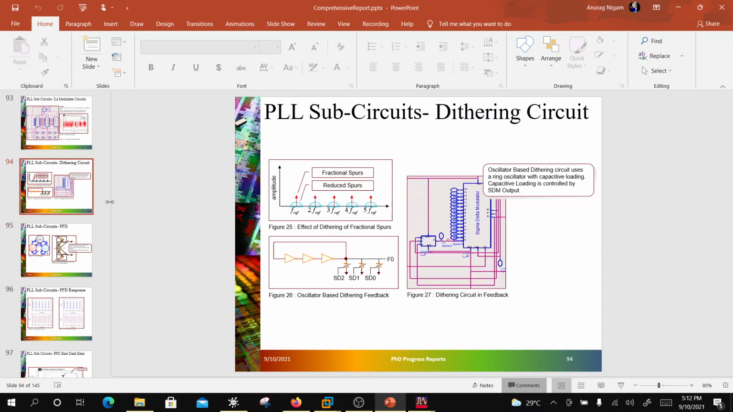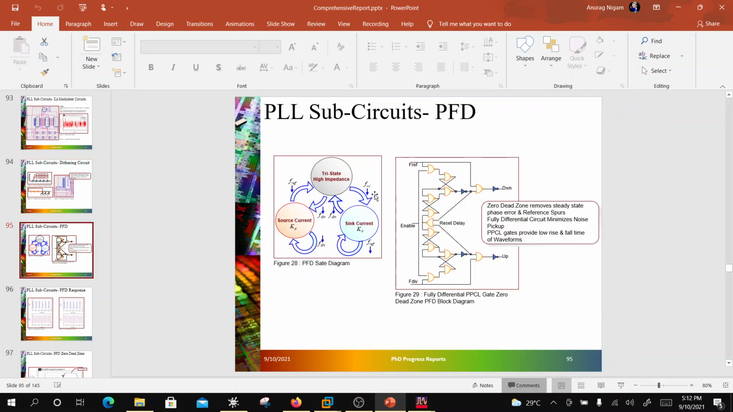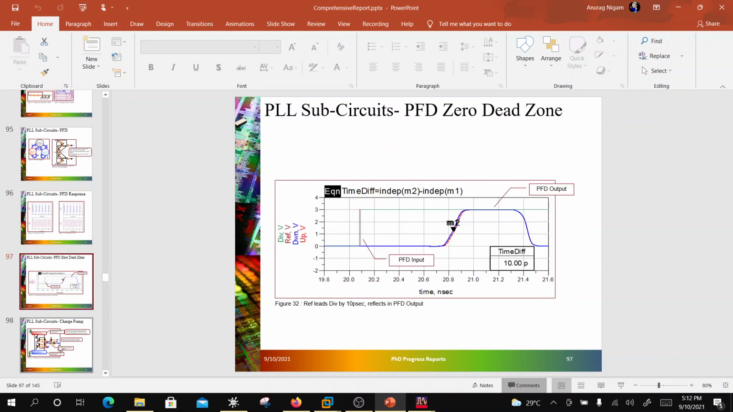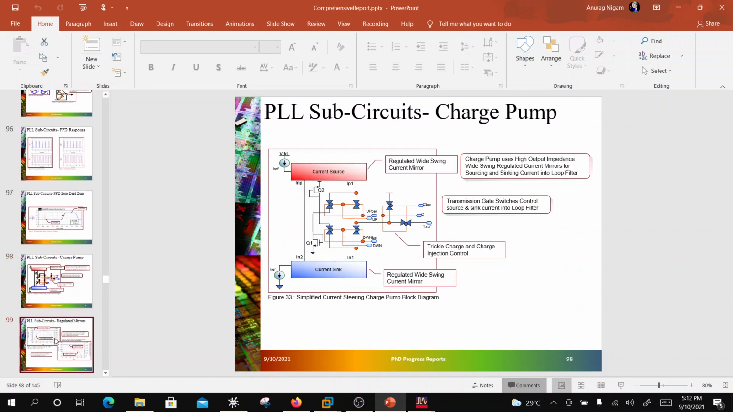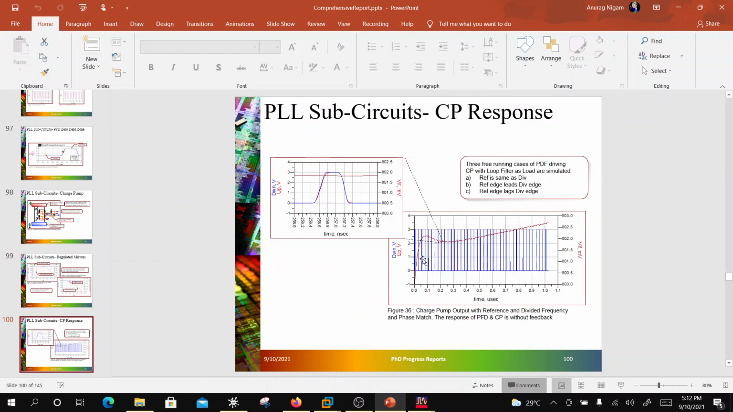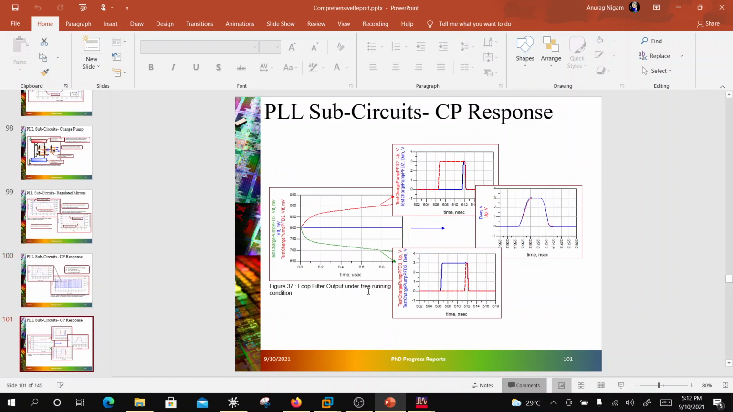This is a Sigma Delta Modulator. This is the dithering circuit. This is the PFD, various states, right? And this is a zero dead zone, so that's what I'm trying to show you here. And this is the charge pump, and this is the high impedance current source and sink, and this is how the charge pump voltage builds up over time with the up pulses and the down pulses. So you see both sides, the voltage building up or building down, right?